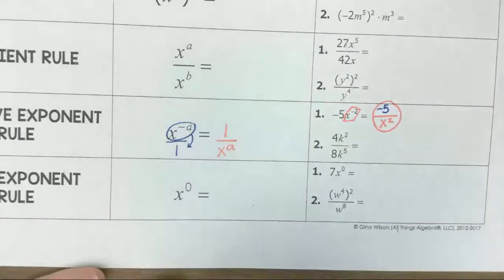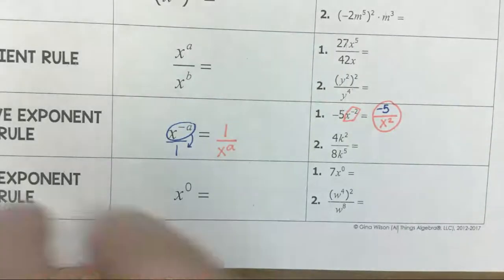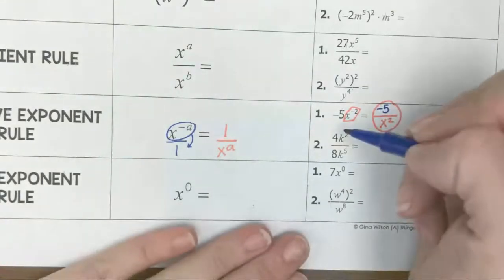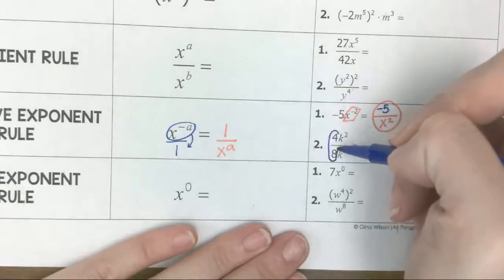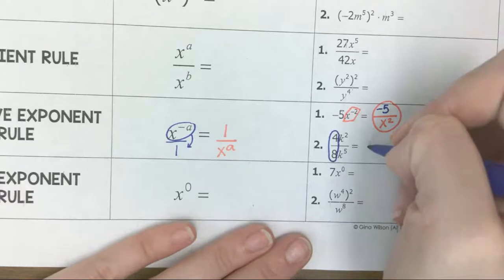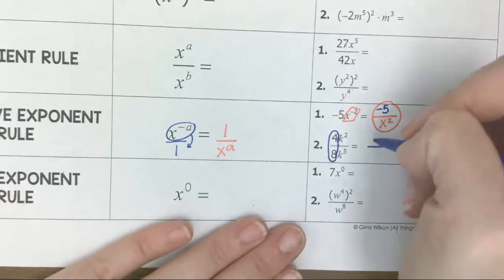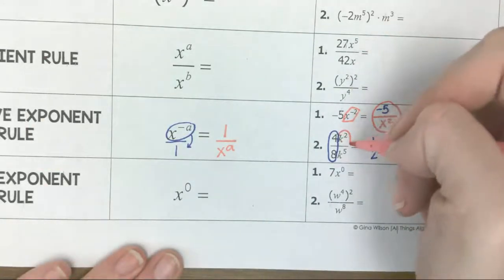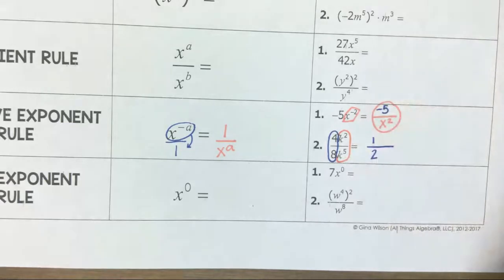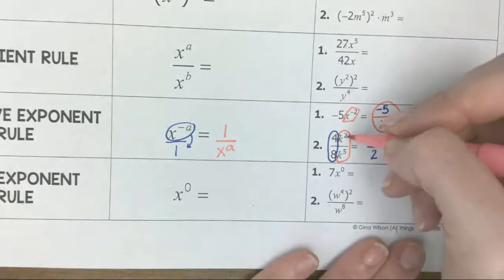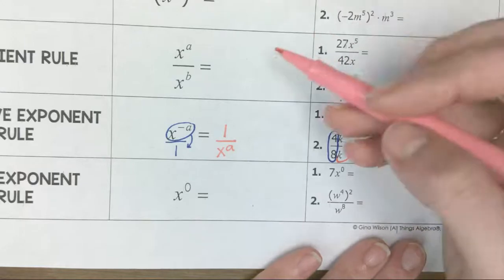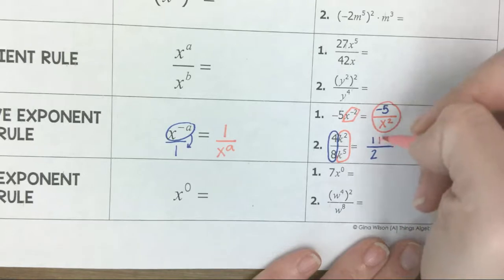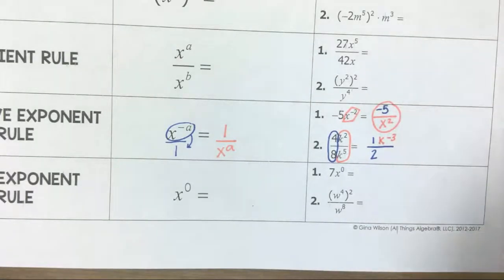Now on number 2, you have to use the quotient rule in between before you use the negative exponent rule. So first I do the coefficients. I do 4 divided by 8, and 4 divided by 8 is 1/2. So I have a 1 and I have a 2. Then I'm going to look at the k's. So I have k to the 2nd and k to the 5th. And you might be thinking, well, there's no negative exponent there. Well, when you are dividing exponents, we know that because of the quotient rule, we subtract. So we would do 2 minus 5, which would give us k to the negative 3.